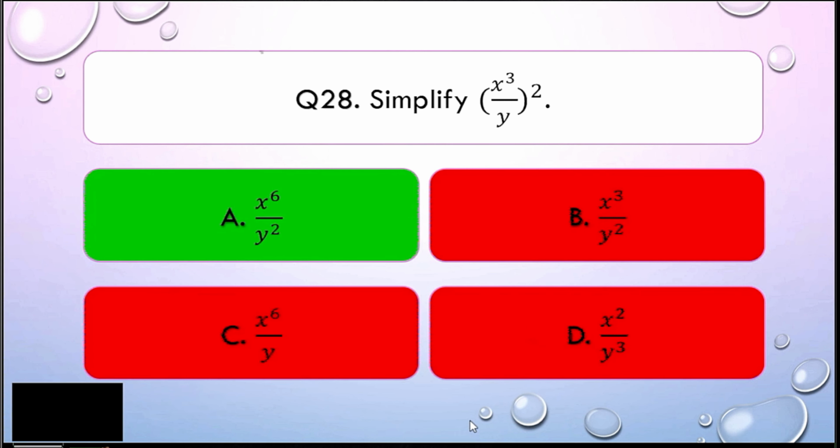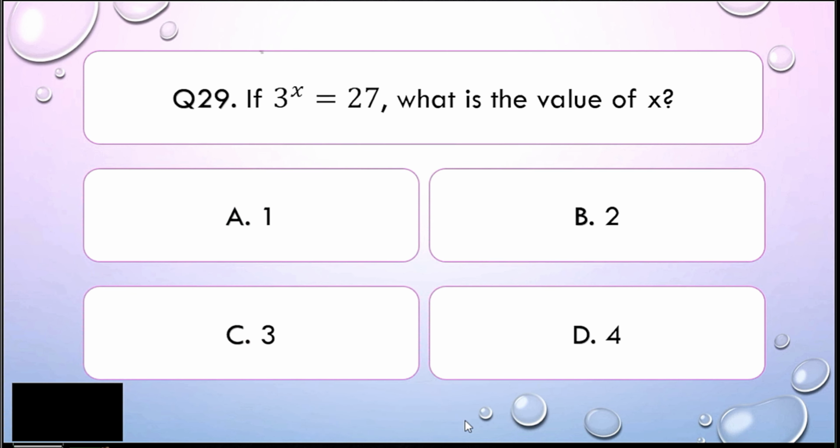So now let us go to question number 29. If 3 to the power of x is equal to 27, what is the value of x? Is it A, 1, B, 2, C, 3, or D, 4? I'll give you 5 seconds to think about your answer.